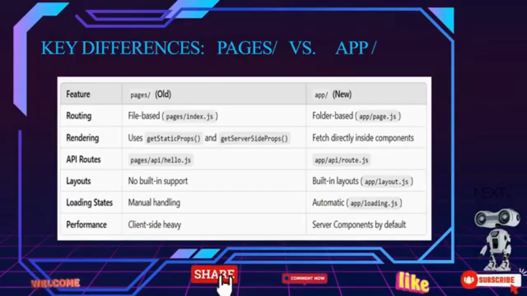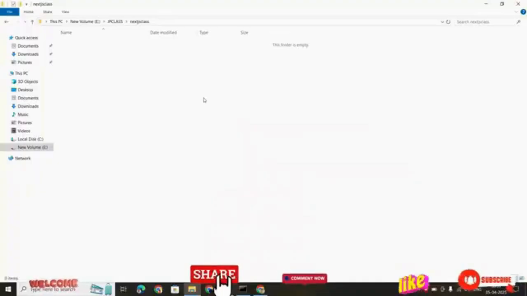The main key difference between pages and app: file-based routing versus folder-based routing; rendering using getStaticProps and getServerSideProps versus directly inside the component. Pages has pages/api/hello, while app has API routes and layouts, with no built-in support, handling manually versus automatically. Pages is client-side heavy, while app uses server components by default.